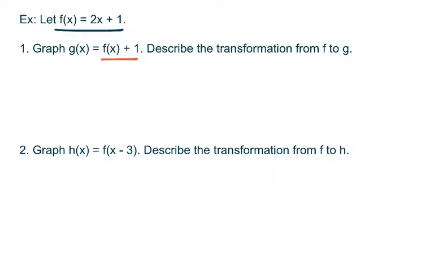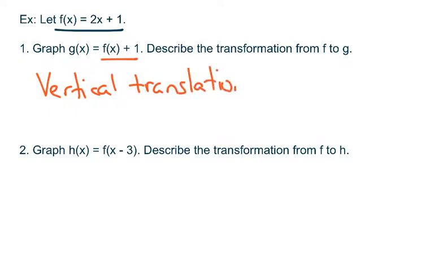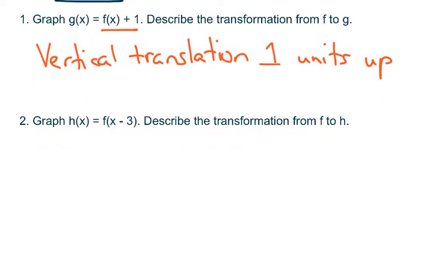Now, since the plus 1 is on the outside, that is a vertical transformation. And if it's adding or subtracting, this is a translation. Obviously, it makes sense because we just talked about translations. It's a vertical translation, and since it's plus 1, it's 1 unit. With vertical, the directions are normal, so it's 1 unit up. I'm going to graph these all at the same time, and we'll get to that in just a second. Let's move on real quick to number 2.